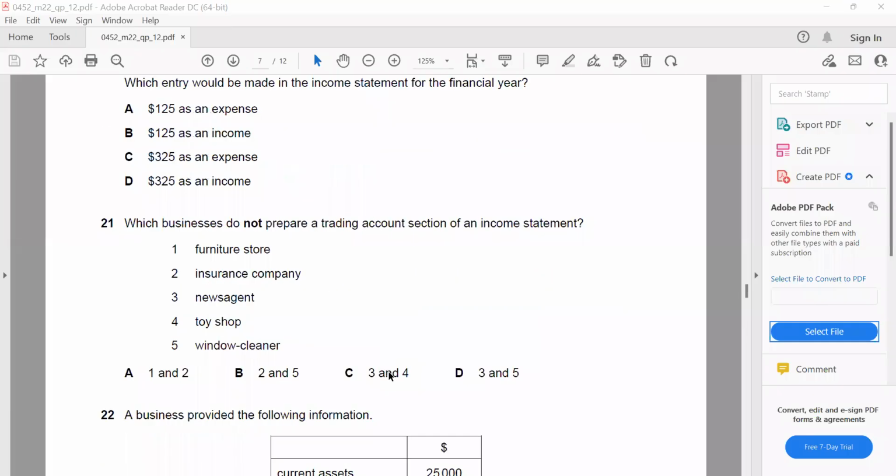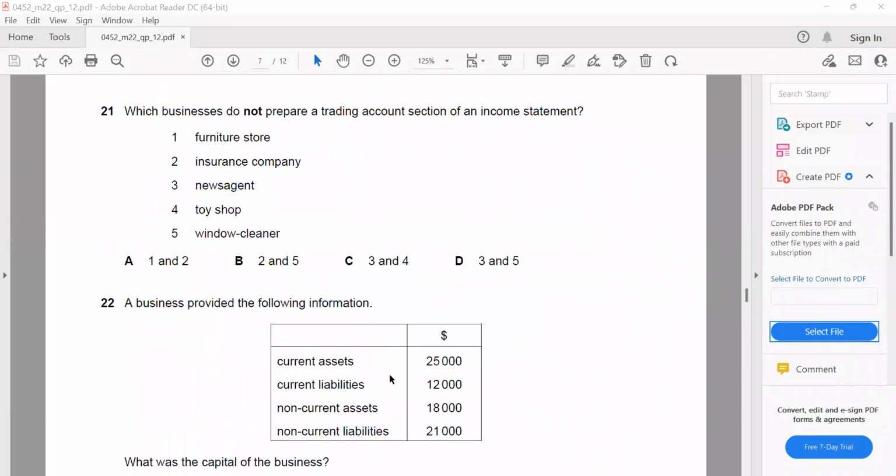Okay, question 21. Which businesses do not prepare a trading account? Trading means got the goods or got the inventory. Furniture shop. Furniture is the goods. Insurance company is providing the service to the client. Okay. Next, news agent buys newspapers, sells newspapers. Toy shop buys toys and sells toys. Window cleaning. Window cleaning provides the services. So should be 2 and 5. Okay, now next.